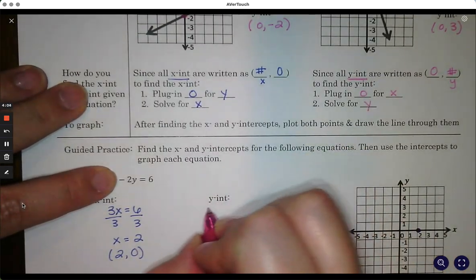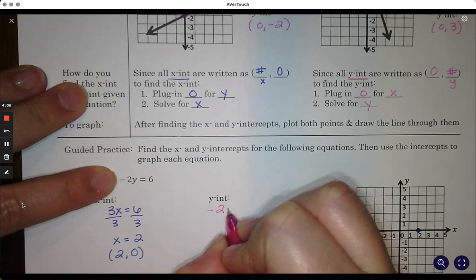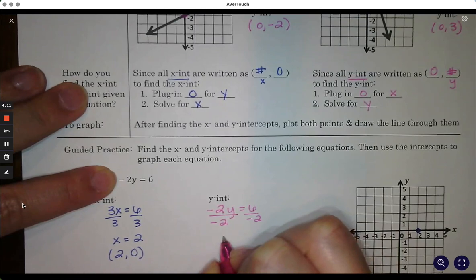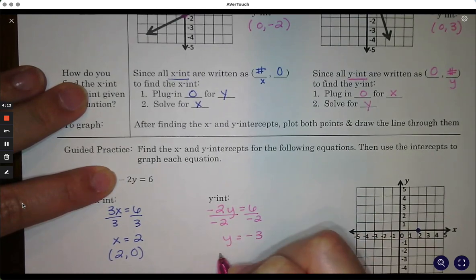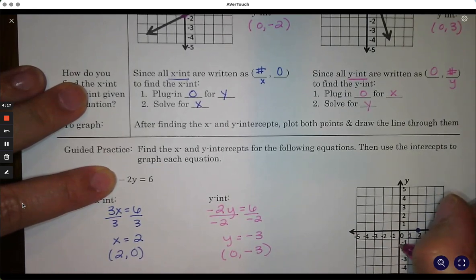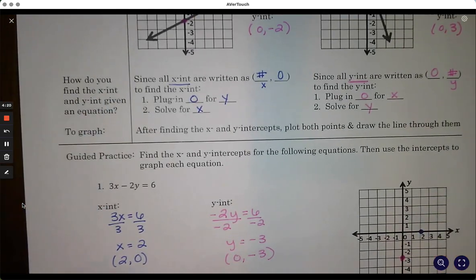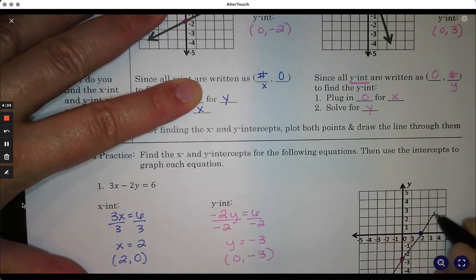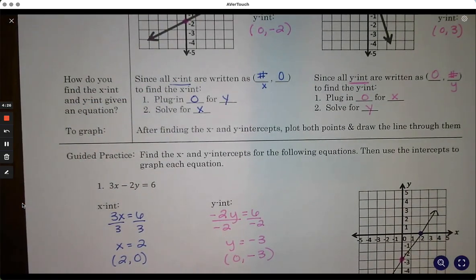Boom. So -2y equals 6. Divide by -2, y equals -3. So my y-intercept is at 0, -3. 0, 1, 2, 3. Boom. Connect your dots. There you go. Okay, so whichever one you're solving for, cross the other out and you have it. Okay, well, you have to do some algebra and solve, but you basically have it.